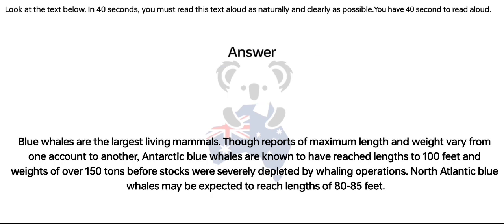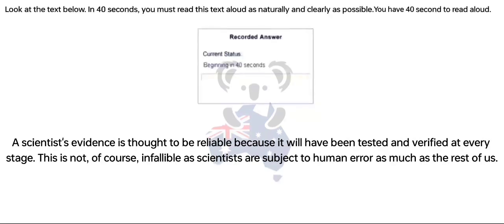Blue whales are the largest living mammals. Though reports of maximum length and weight vary from one account to another, Antarctic blue whales are known to have reached lengths of 100 feet and weights of over 150 tons before stocks were severely depleted by whaling operations. North Atlantic blue whales may be expected to reach lengths of 80 to 85 feet.